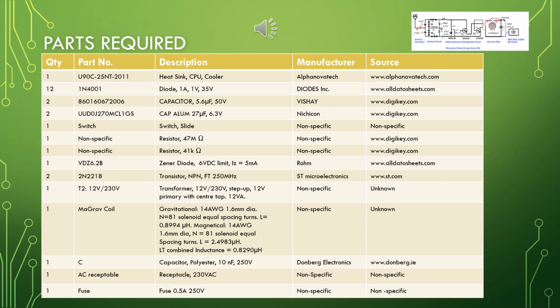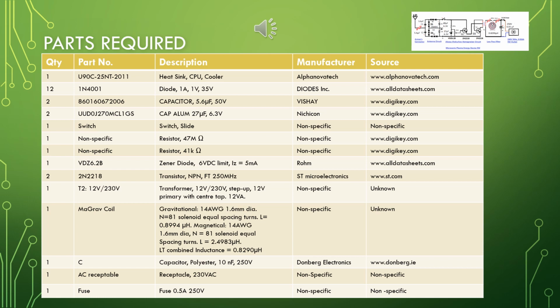12 1N4001 Diode 1A 1 volt 35 volt. Manufacturer Diodes Incorporated. Source alldatasheets.com. 2 860-160-672-006 capacitor 5.6 μF 50 volt. Manufacturer Vishay. Source DigiKey. 2 UUD0J270MCL1GS cap aluminum 27 μF 6.3 volt. Manufacturer Nichicon. Source DigiKey.